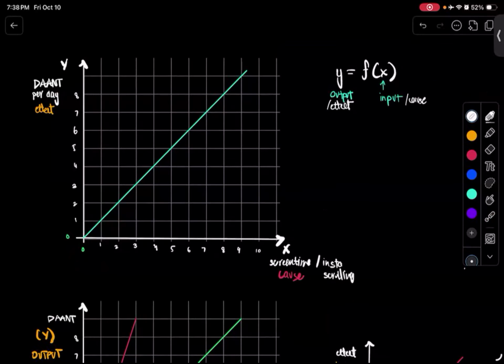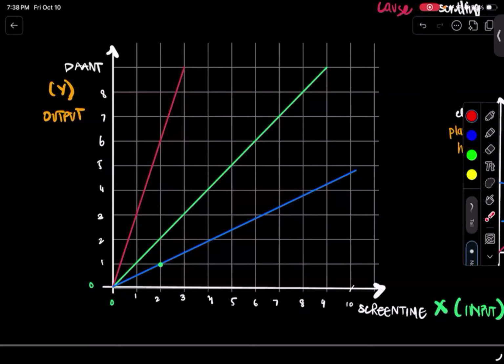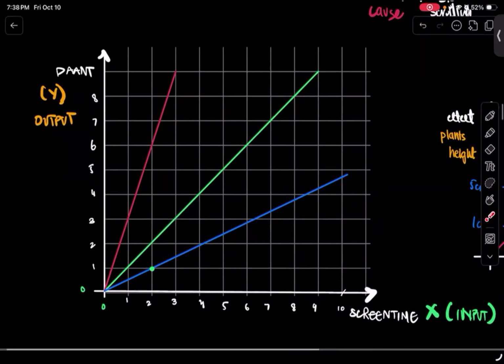Now, we're going to have a slightly unique example. It's a very interesting example. These are three lines for three different children. This blue line is for a different kid, this green line is for a different kid, and the red line is for another kid. All three of these children have a slightly different relationship between screen time and dart given by their parents. Now, just from these lines, can you figure out which one has the most strict parents by this graph?